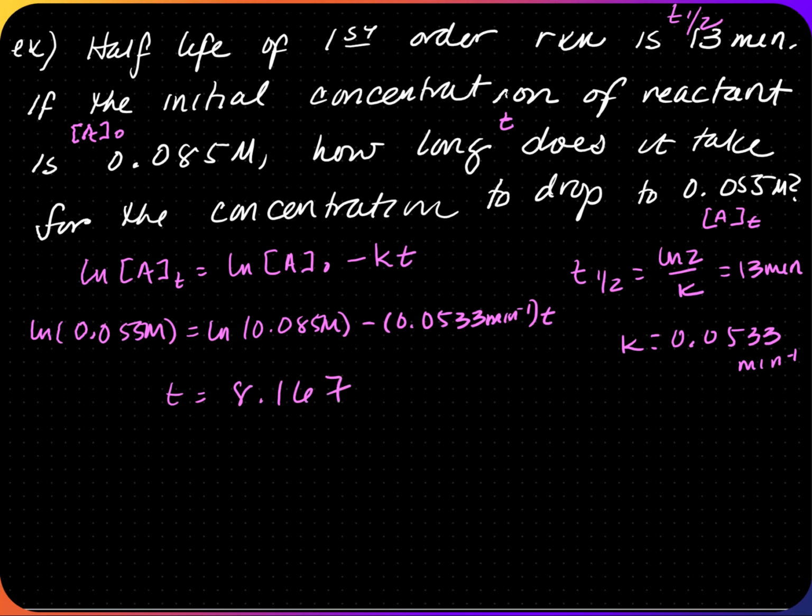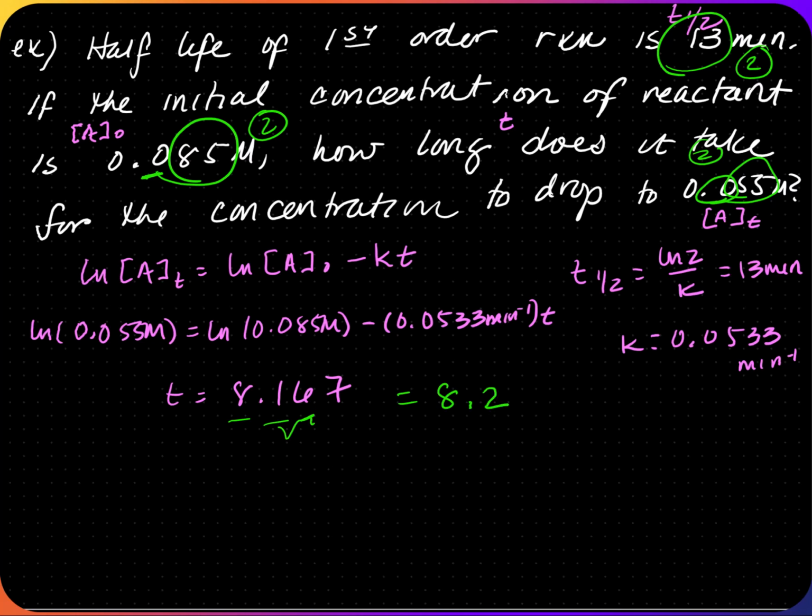8.167. Now going back and doing sig figs, there are 2 here. This 0 is not significant because there's no significant digit in front. T1/2, 13, is 2 sig figs, and then 0.055 is also 2 sig figs. This is just a placeholder. So my final answer needs 2. I start on the left, 1, 2, I look 1 to the right. So this becomes 8.2 units of minutes, because the molars will cancel out, and because there's minutes on the bottom, it has to become minutes.